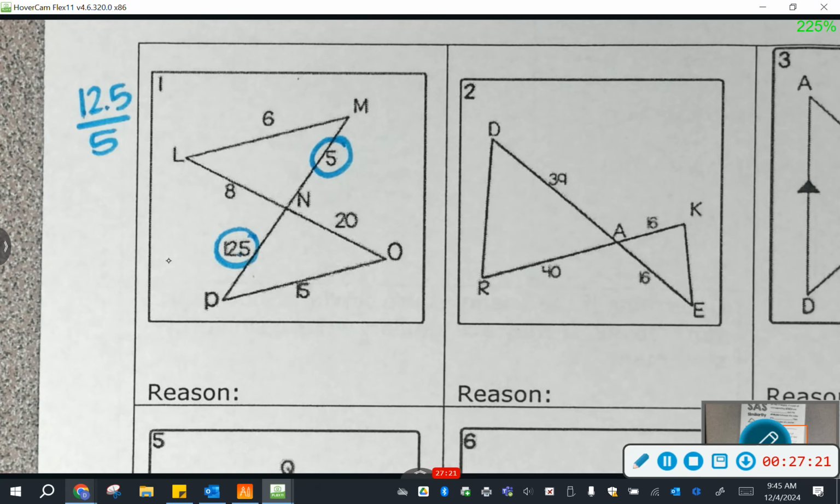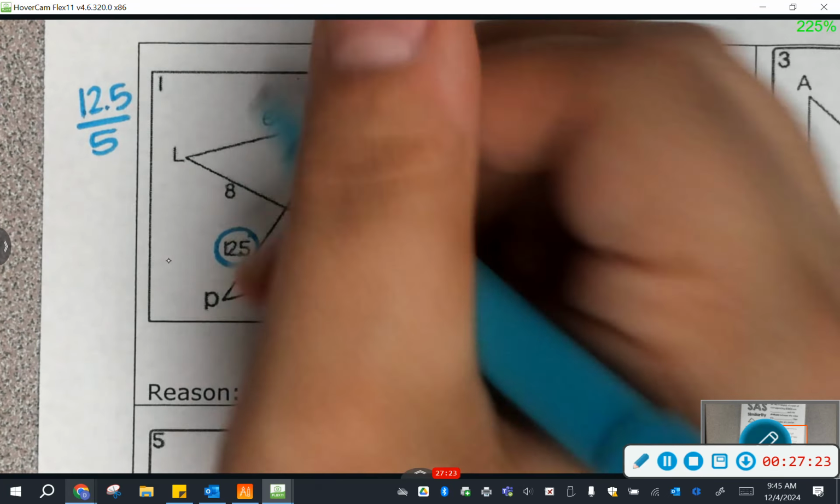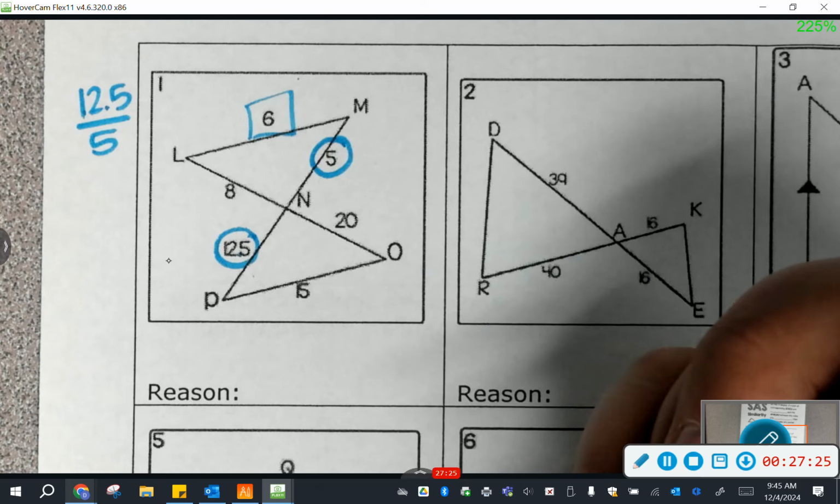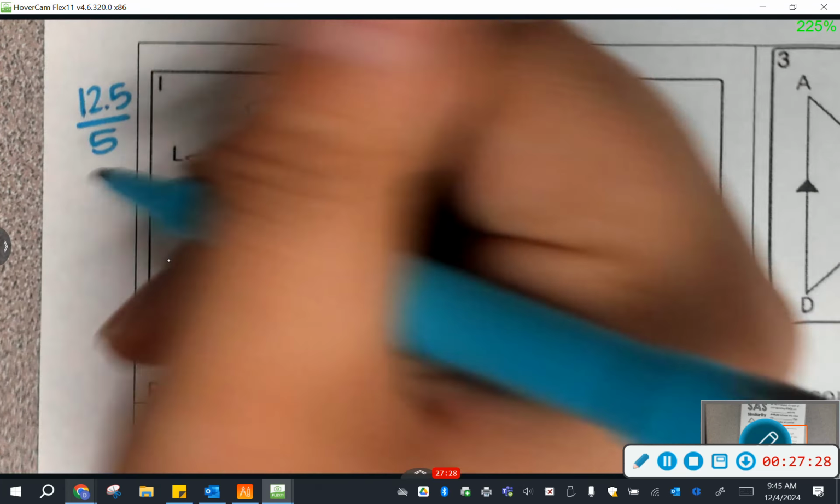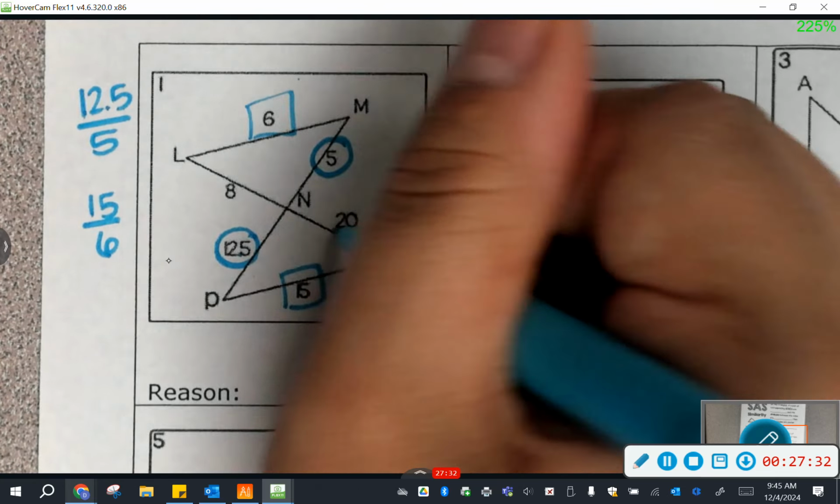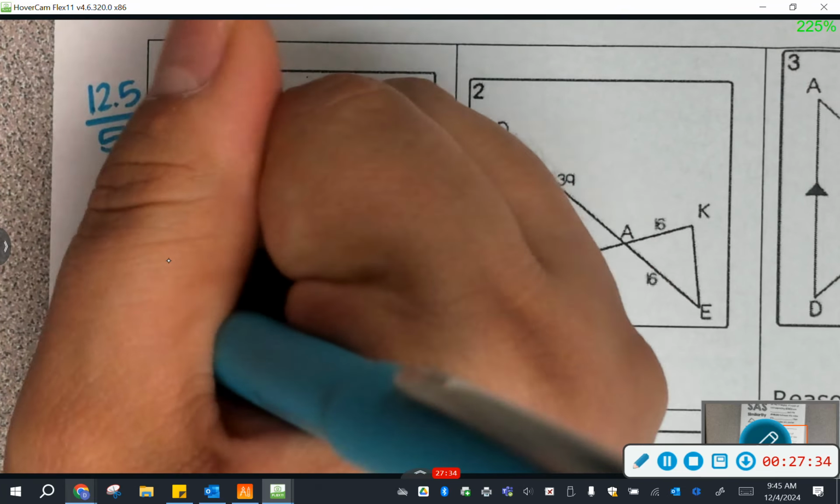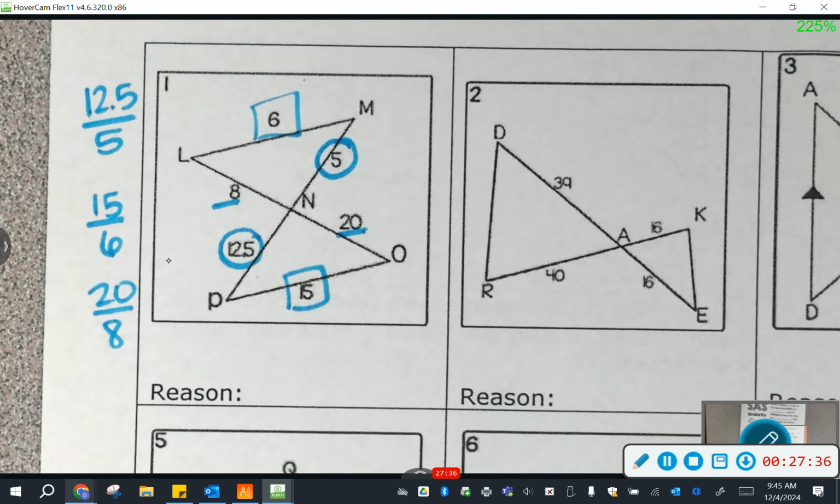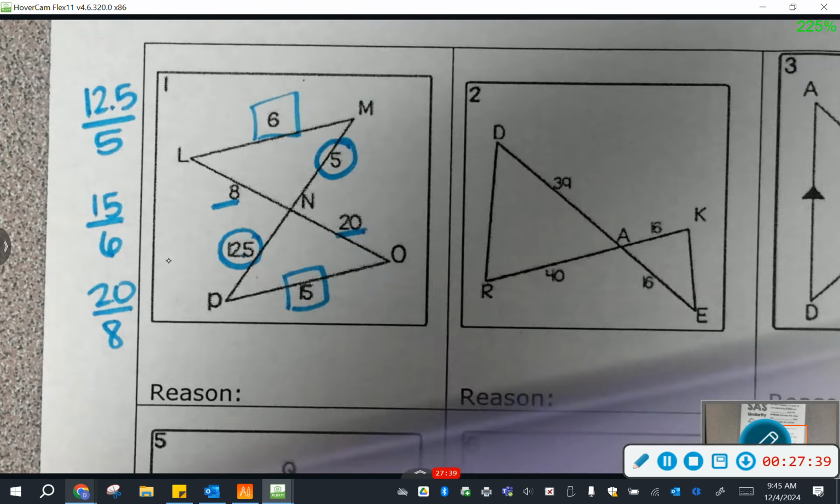What is my middle number for both of them? 6 and 15. So I'm going to do 15 over 6. New over old. And then last but not least, 20 over 8. Yeah, first period we did 125 and I was like, that's not right.